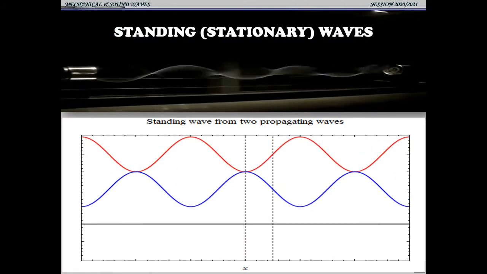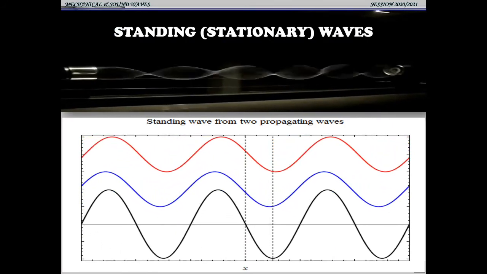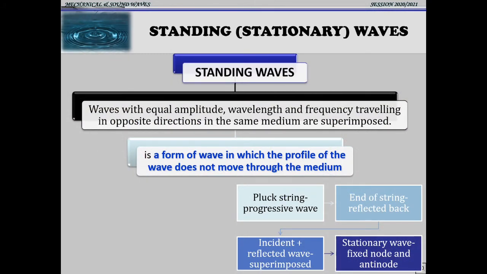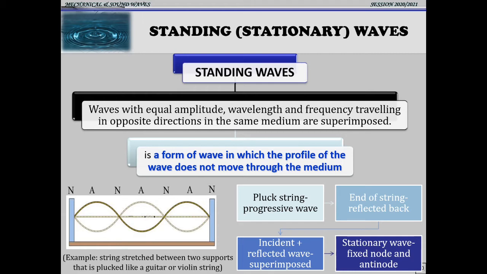Standing or stationary waves. Standing waves are formed when waves with equal amplitude, wavelength, and frequency traveling in opposite directions in the same medium are superimposed. It is a form of wave in which the profile of the wave does not move through the medium. An example of stationary waves is a plucked string: progressive waves are produced, then the end of the string reflects them back, the incident plus reflected wave will superimpose, and the stationary wave has fixed nodes and antinodes.